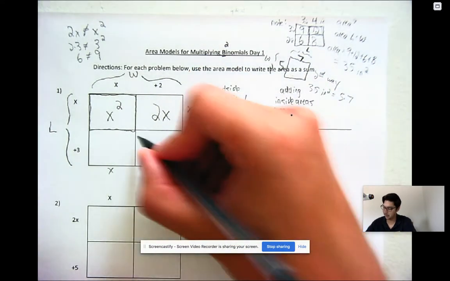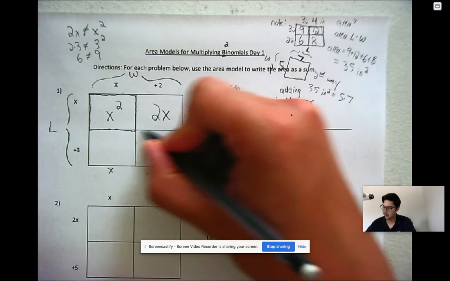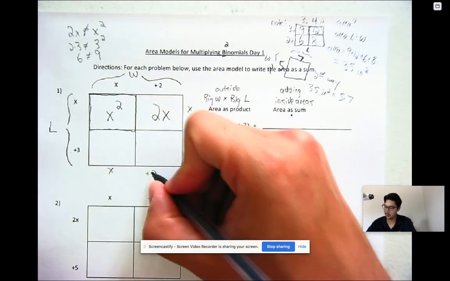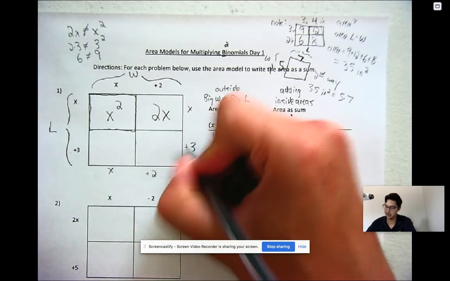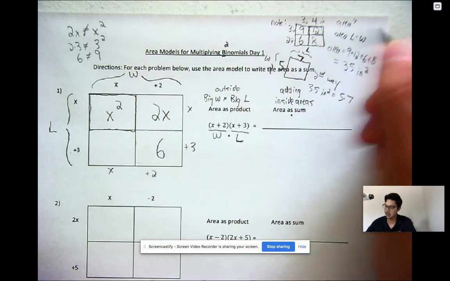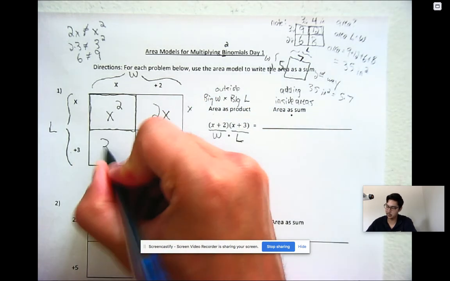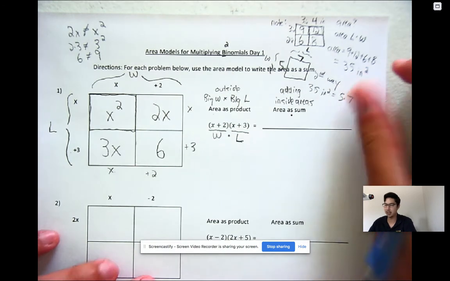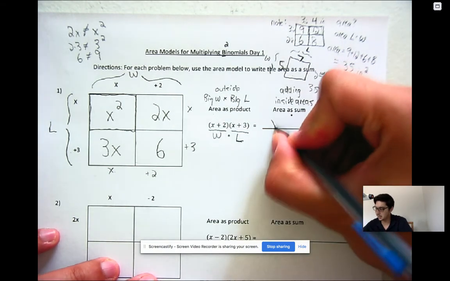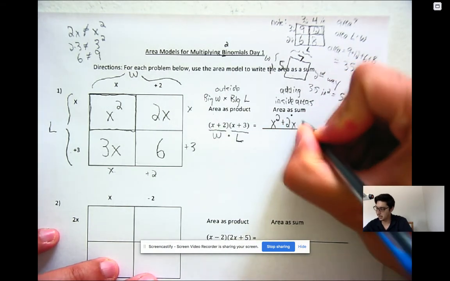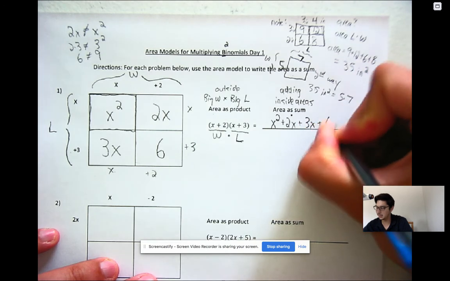Then we come down here. What's the length and width of this? Well, that's 2 times 3, or if I wrote on the outside, you could just use the numbers next to it. 2 times 3, which is 6. And what's the area of this? Well, that would be 3 times x, which is 3x. So the areas of sum, if we add all those up, is x squared plus 2x plus 3x plus 6.